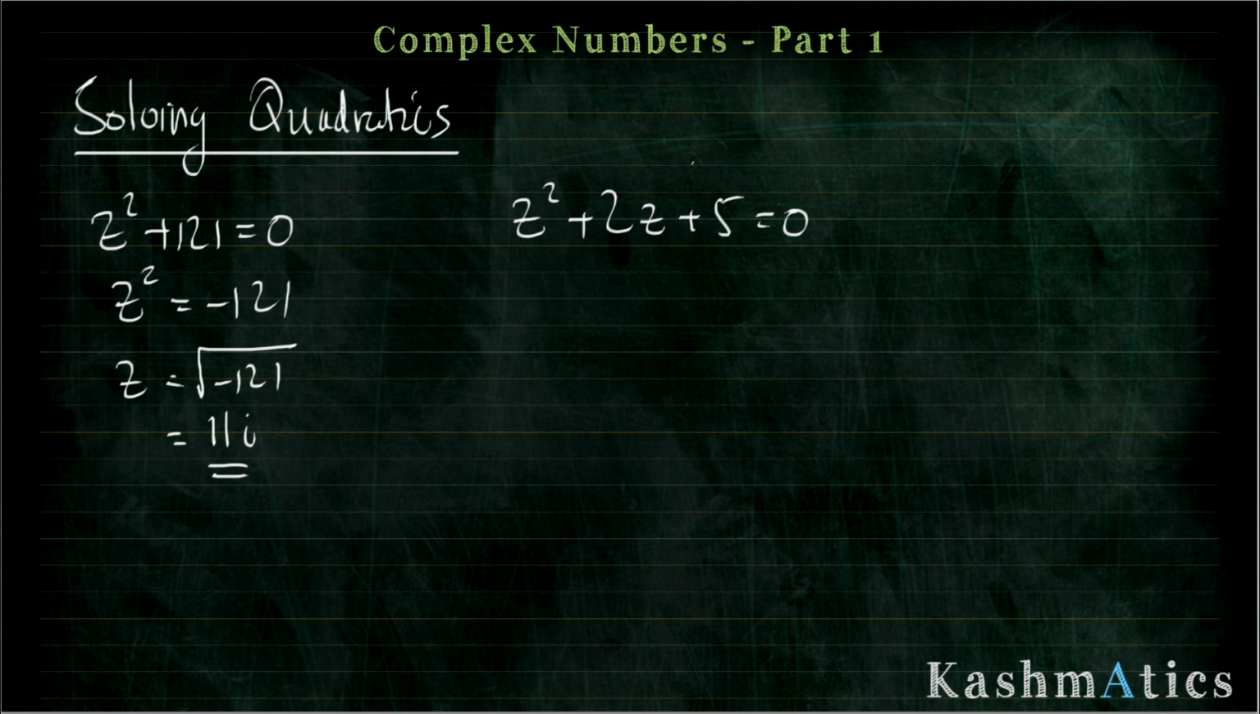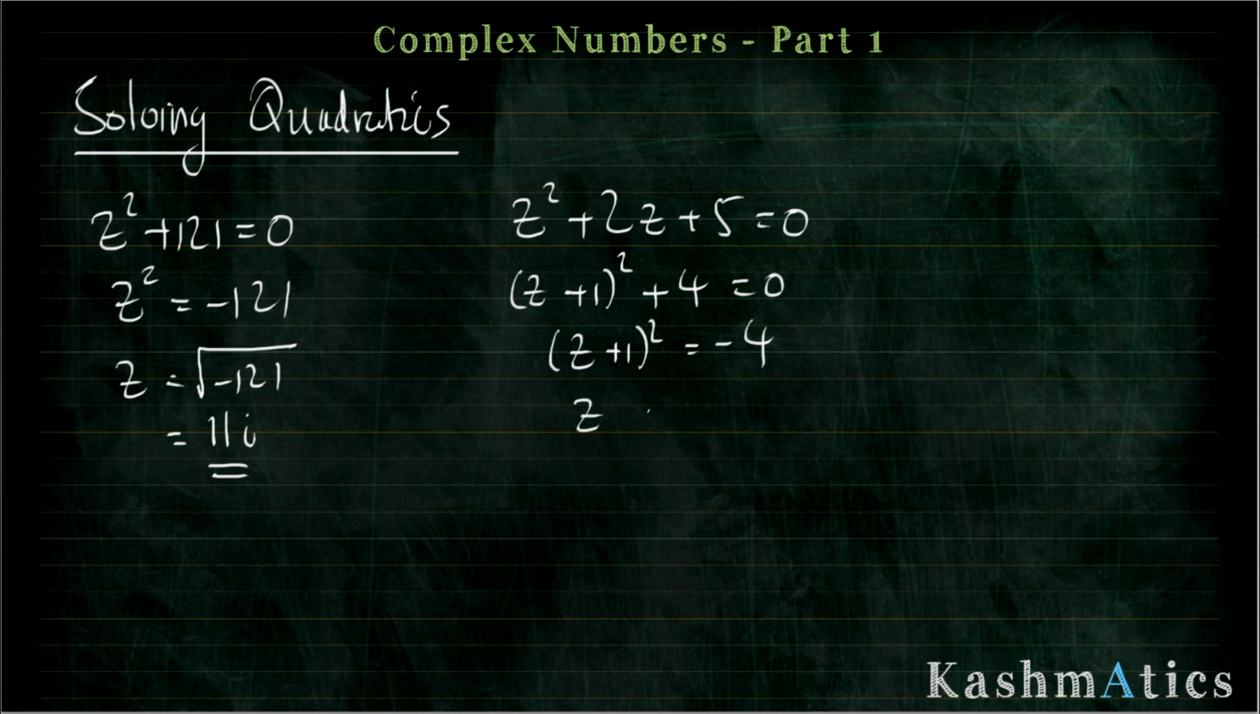Now I can't factorize this. Okay, I could do this by completing the square. So let's do it that way. That'd be z plus 1 squared. So I'd have to take away 1 and add the 5. So that'd be add 4 equals 0. And what I get is z plus 1 squared equals minus 4.